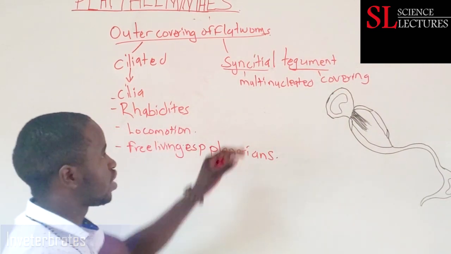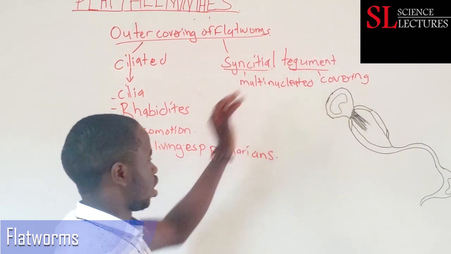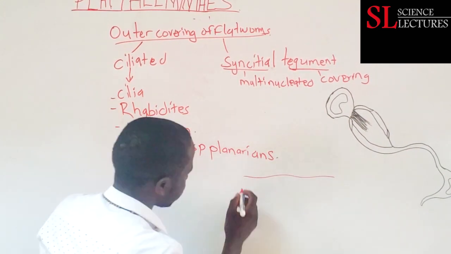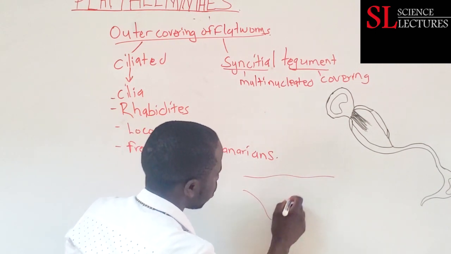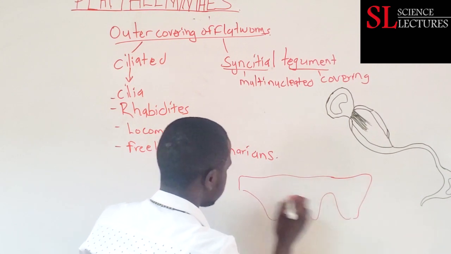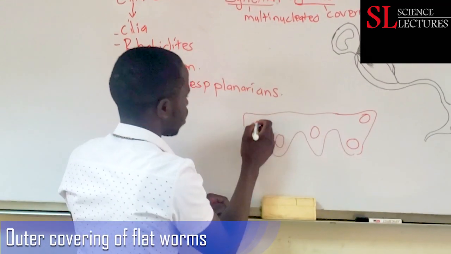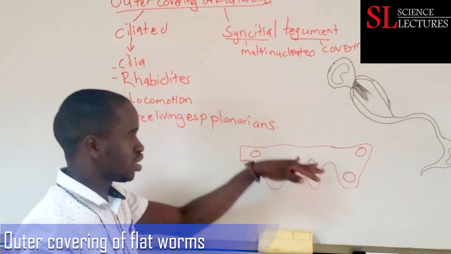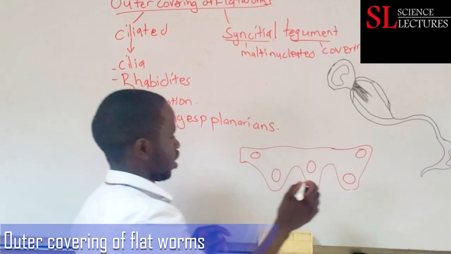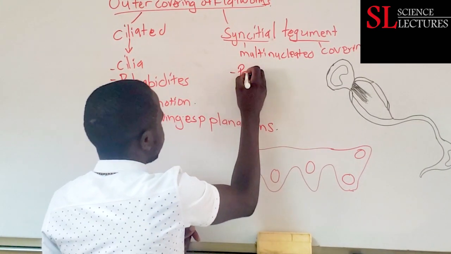So these ones that have a syncytial tegument are multi-nucleated. This means that if I have this as my cell membrane, this cell membrane shall house very many nuclei. This is a nucleus, this is a nucleus. Basically, it means one cell membrane housing very many nuclei. And this is very essential, especially in the parasitic forms.